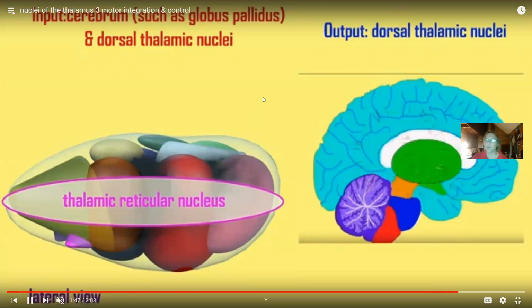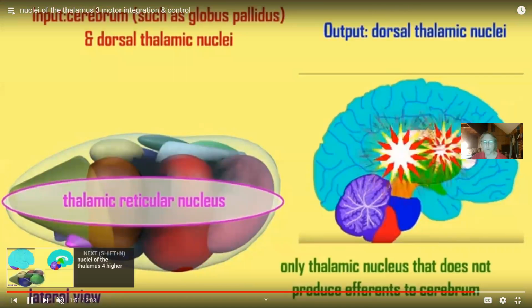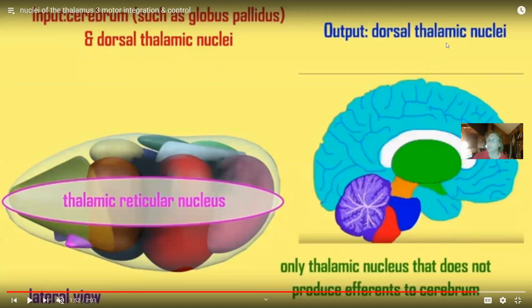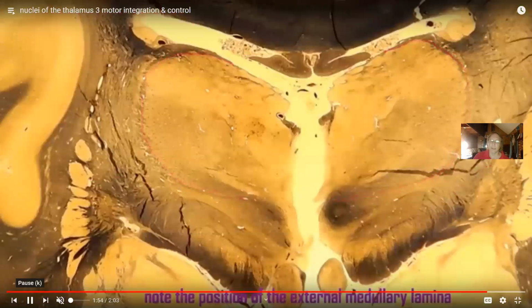And so it's getting input from a number of different areas. It outputs to the thalamic nuclei. Interestingly, that's unusual in that its output is not the cerebrum and the cerebral cortex, but a nucleus of the thalamus. It's the only nucleus of the thalamus that doesn't send efferents out to the cerebrum.